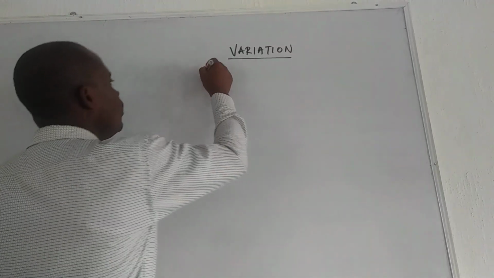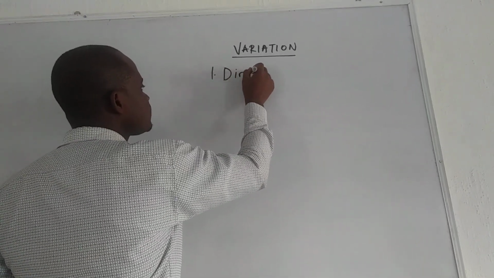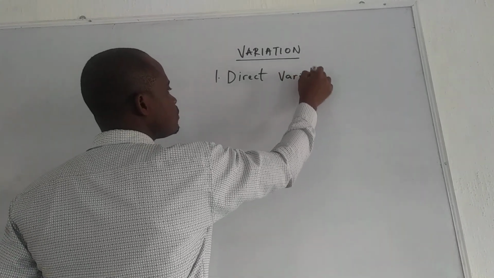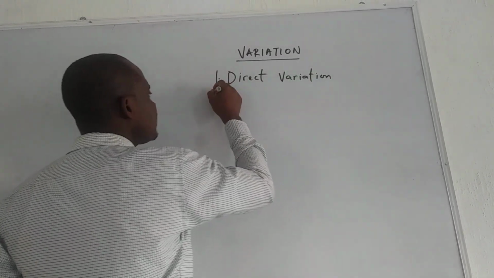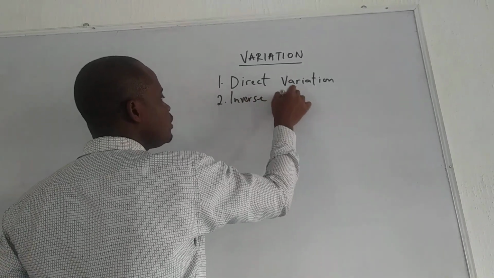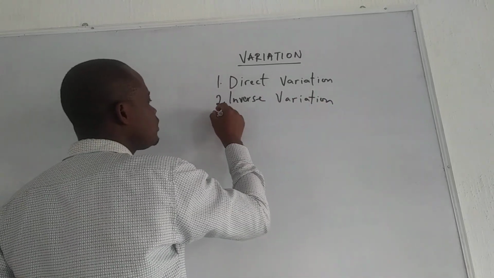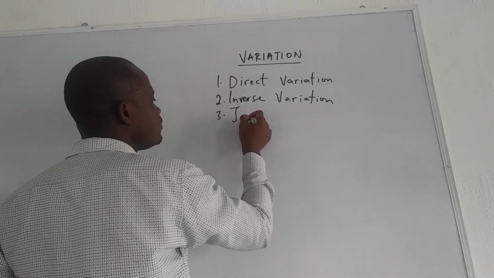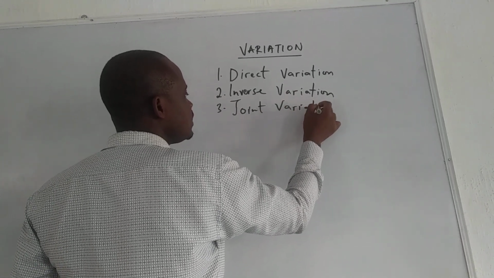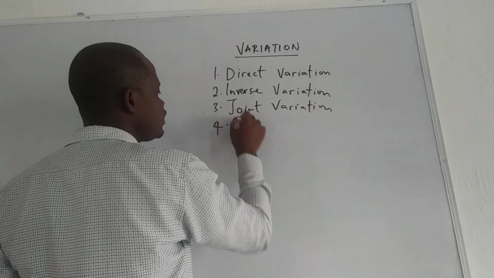Let's see. The first part of variation is direct variation. The second part is inverse variation. The third part is joint variation. And the last part is partial variation.